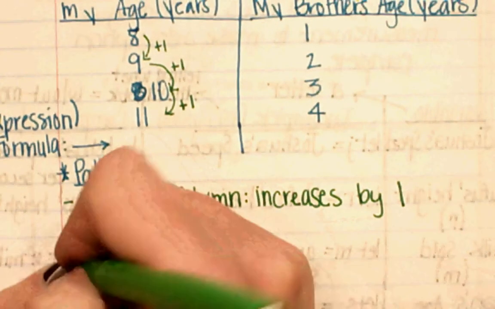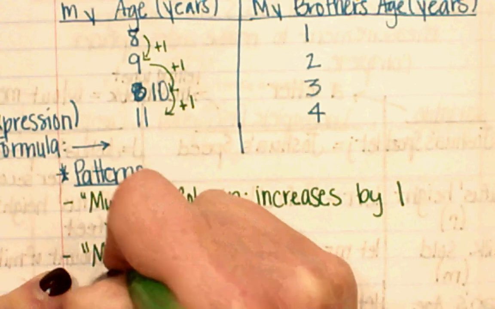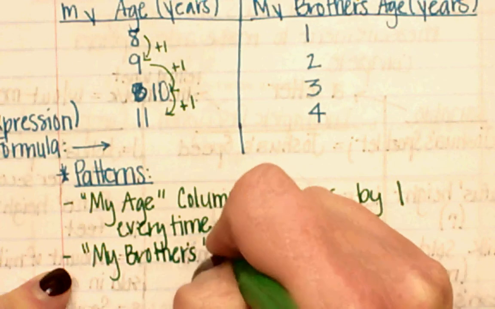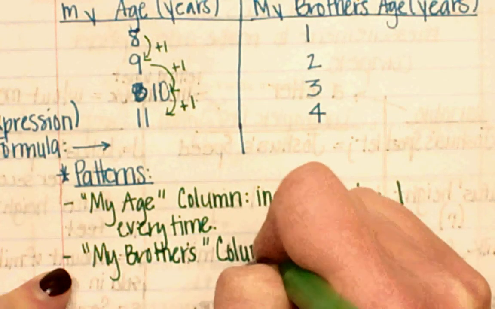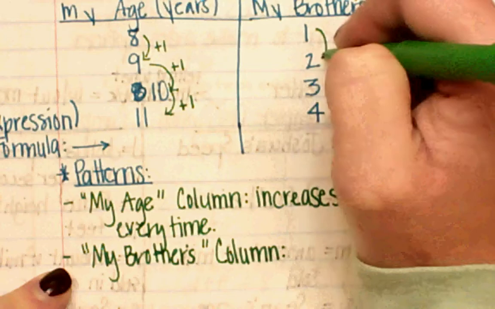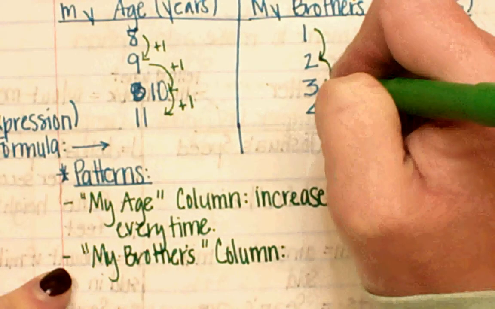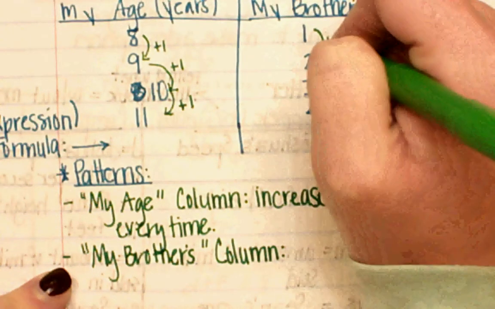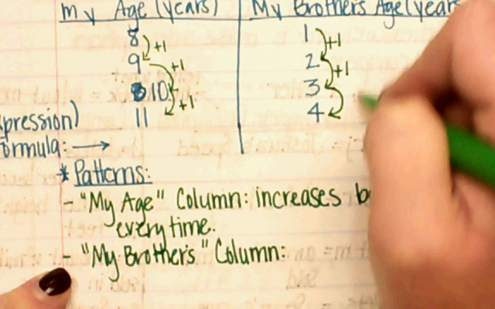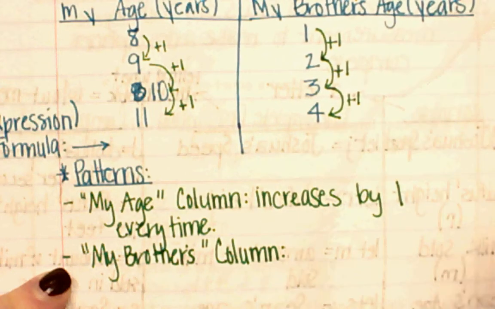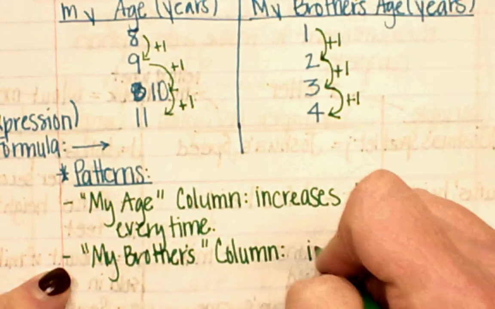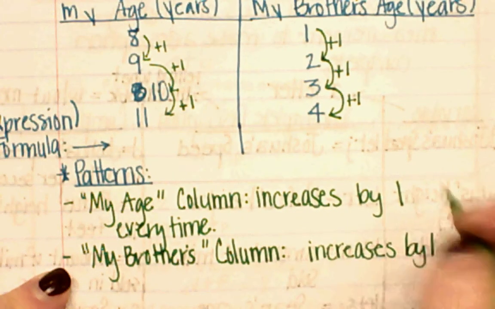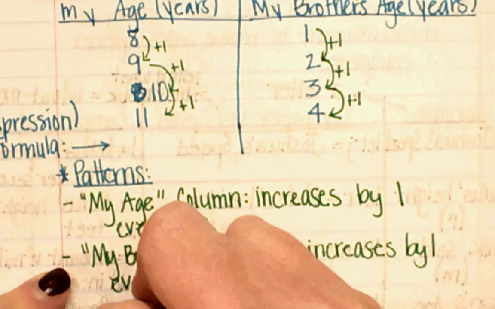Now I'm going to talk about the other column, which is the my brother's column. And we go from 1 to 2, 2 to 3, 3 to 4. So to go from 1 to 2, I have to add 1. To go from 2 to 3, I need to add 1. To go from 3 to 4, I have to add 1. So this column also increases by 1 every time.